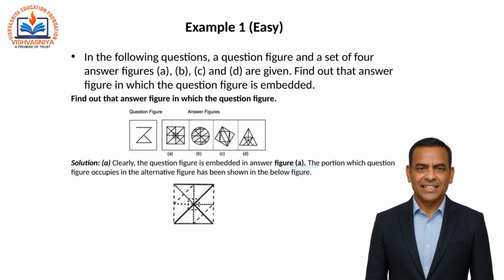Let's begin with an easy example. Look at the small question figure. Now observe the 4 answer figures. Check each option one by one. In option A, the figure matches exactly, same shape, size, and orientation. Therefore, option A is correct.